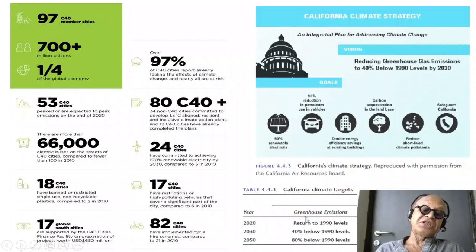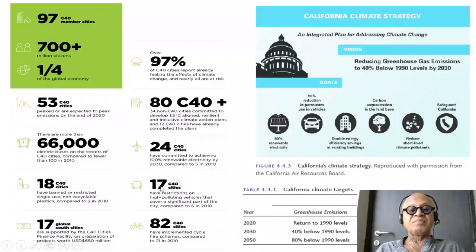2020 is not a horizon anymore. We are already here and almost ending. Return to 1990 levels, so electricity from renewables, reduce from 1990 levels by 100% by 2045. And these are the C40 members that we already talked about. Okay, 97 member cities, 700 plus million citizens, one quarter of the global economy. Cities are economic hubs. Okay, all these numbers are truly impressive.